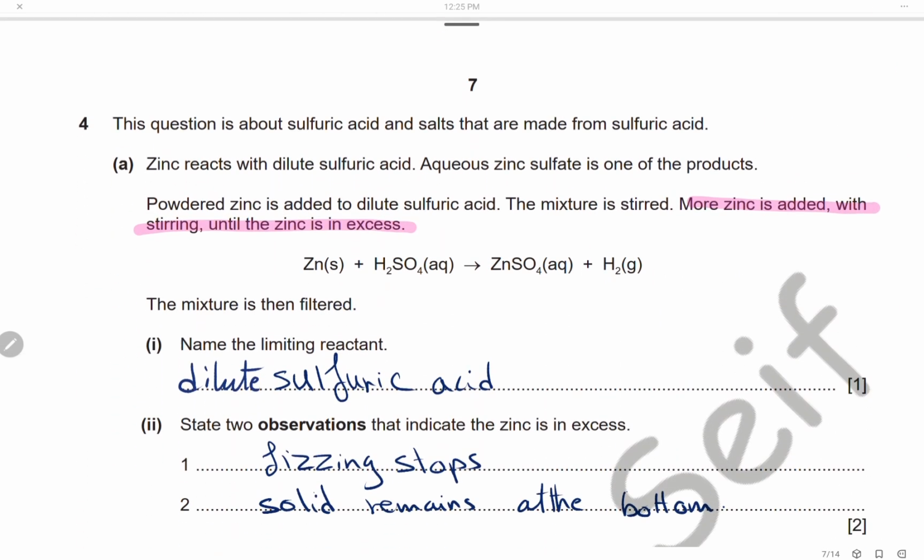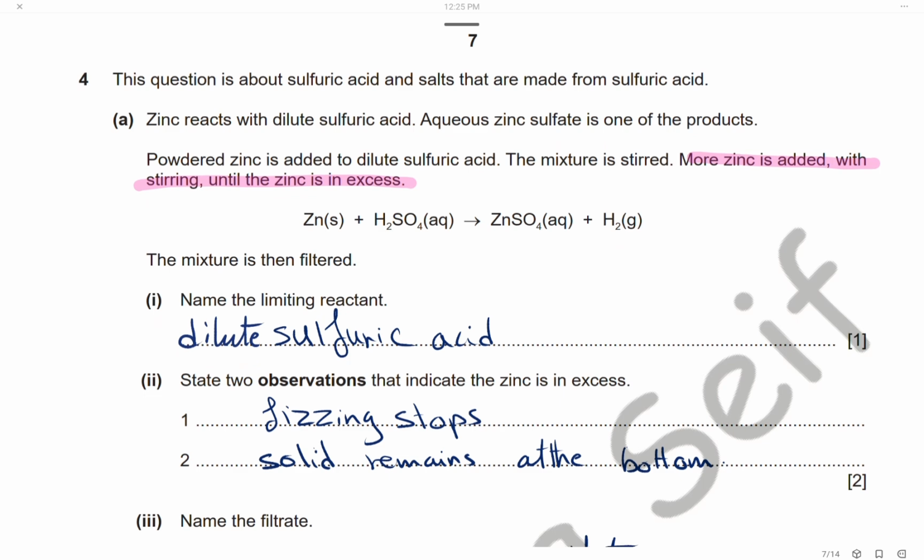Question 4. This question is about sulfuric acid and salts that are made from sulfuric acid. Zinc reacts with dilute sulfuric acid to form aqueous zinc sulfate. Powdered zinc is added to dilute sulfuric acid. The mixture is stirred, and more zinc is added until the zinc is in excess. Then the mixture is filtered.